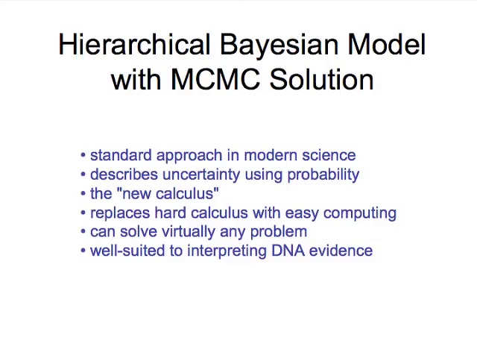Next slide. In conclusion, TrueAllele implements a rich probability model with a Markov chain Monte Carlo computational solution. This is the standard approach in modern science and statistics. It describes uncertainty using probability, and it makes full use of this new calculus of Bayesian probability models with statistical search. It truly is the new calculus. If you take a look at journals like the Journal of the American Statistical Association, most of the articles just assume this is how you're solving the problem and either do an application or extend the method.